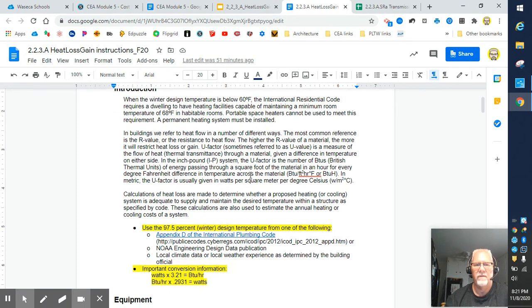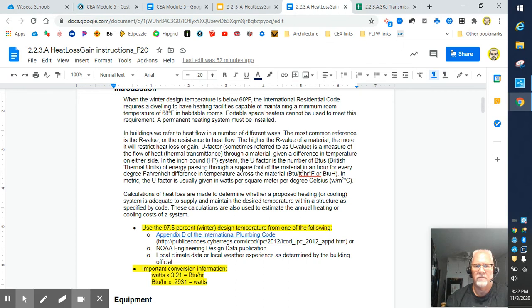And in buildings, we refer to heat flow in a number of different ways. The most common reference is the R value that we've talked about in the PowerPoint, or could be considered the resistance to heat flow. The higher the R value of the material, the more it will restrict heat flow. U factor, sometimes referred to as the U value, is a measure of the thermal resistance. In other words, how much it can't flow through that. It's the resistance of that transmittal through a material given a difference in temperature on either side.